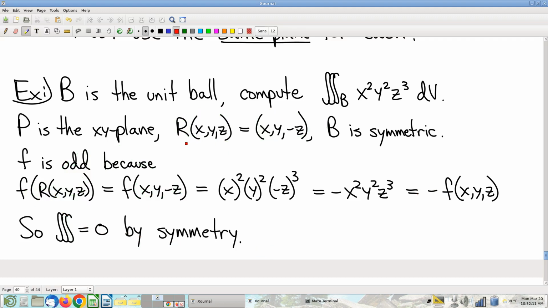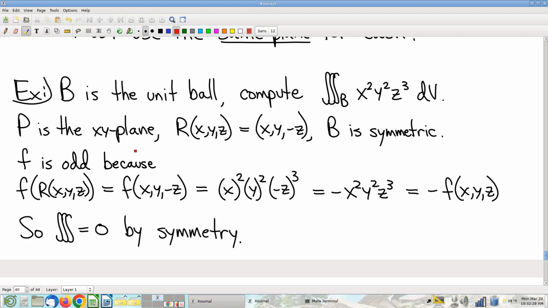Natural next question, though: why did I decide on the XY plane? Did I just pull this out of thin air? What led me to make this choice? And in fact, I reverse engineered it. And this is a good exercise. This is a good skill to think about.